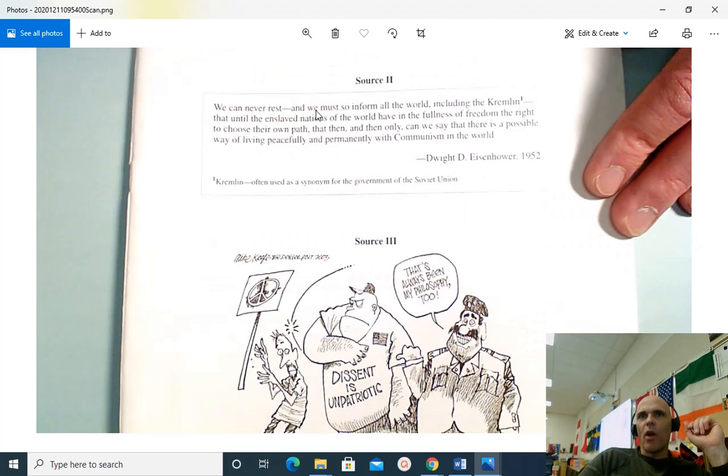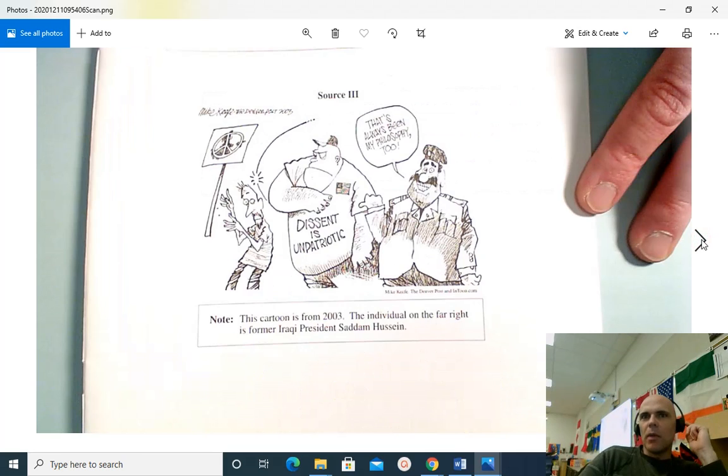We can never rest. We must so inform all the world, including the Kremlin, that until the enslaved nations of the world have, in the fullness of freedom, the right to choose their own path, that then and only then can we say that there's a possible way of living peacefully and permanently with communism in the world. Dwight D. Eisenhower, 52.